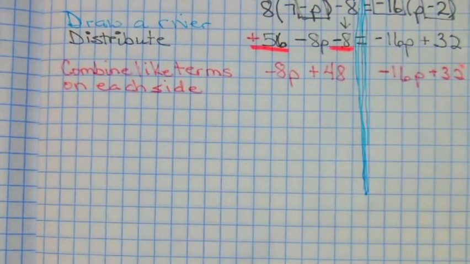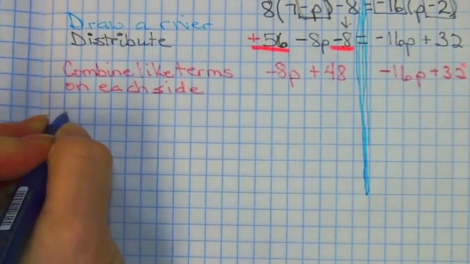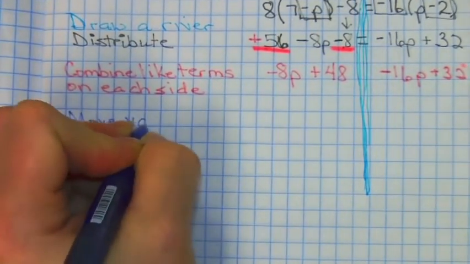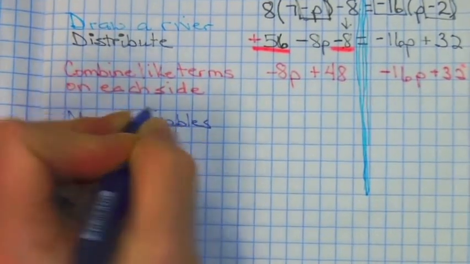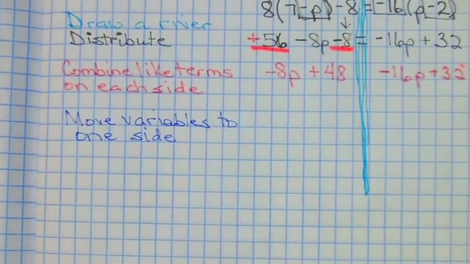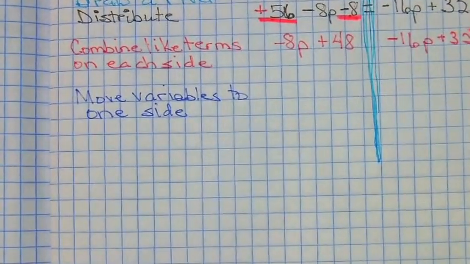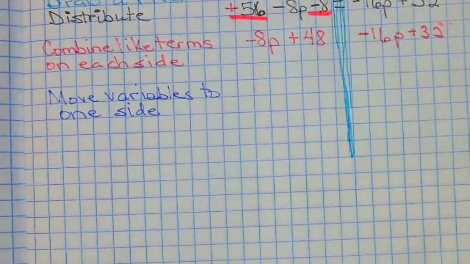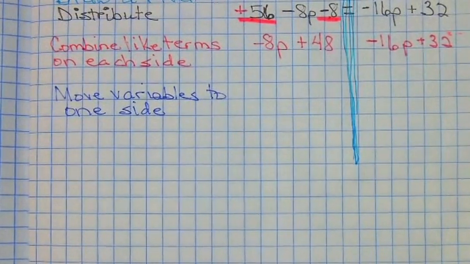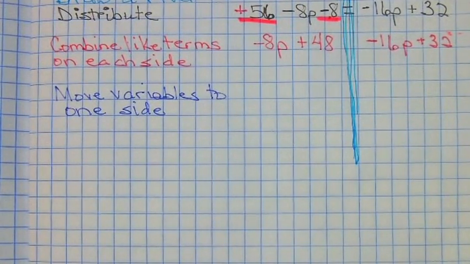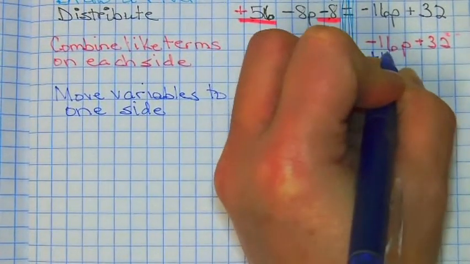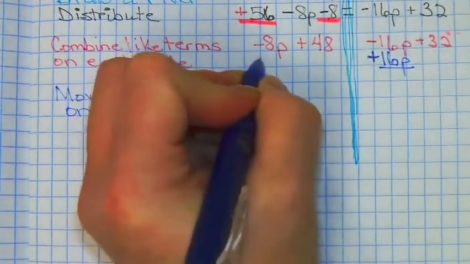Our next move is to move variables to one side. Generally speaking, we like to move them to the left, but I also like to have positive numbers. So either way, whatever's going to get you there is what you're going to do. So I'm going to move my negative 16p by adding 16p to both sides.